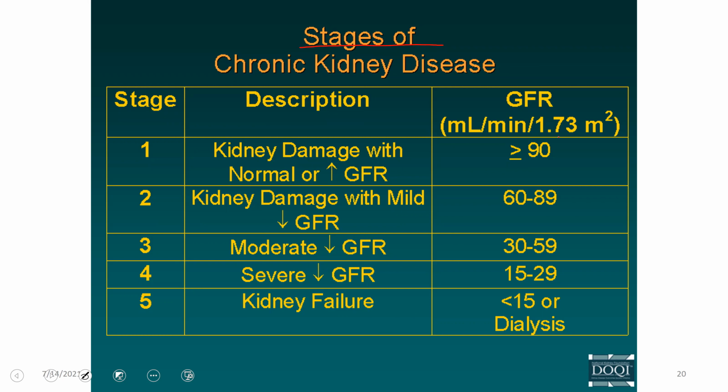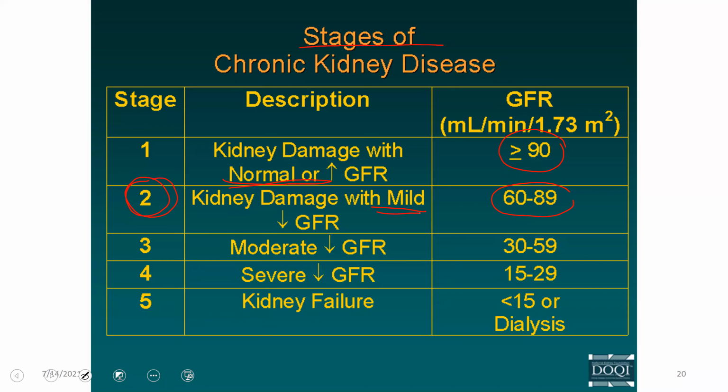As I said on the last slide, a GFR of more than 90 ml per minute is considered normal. When the GFR is about 60 to 89 ml per minute, it is considered as stage 2 damage, with mild damage or a mild decrease in the GFR.